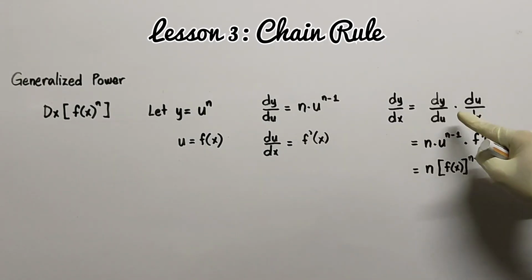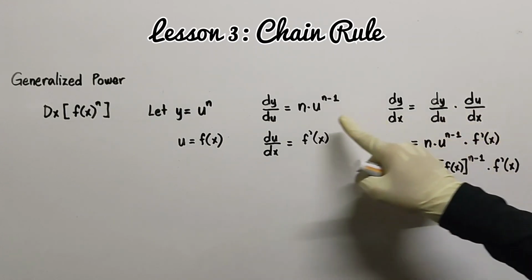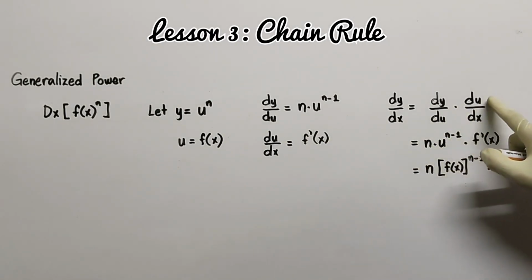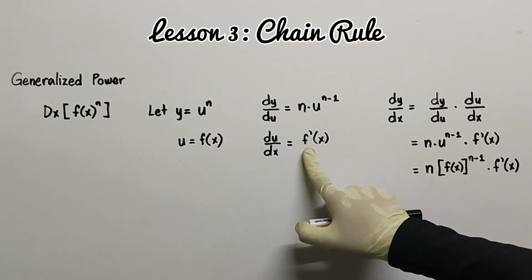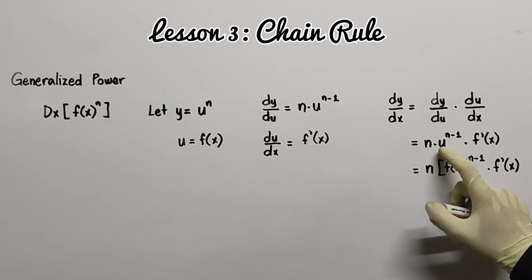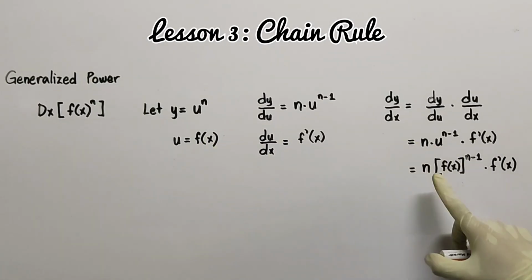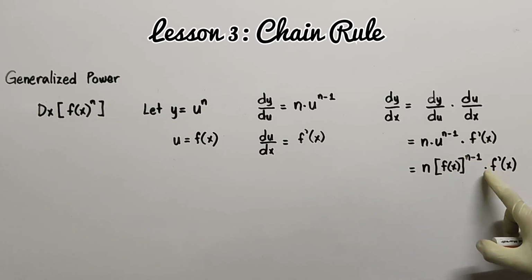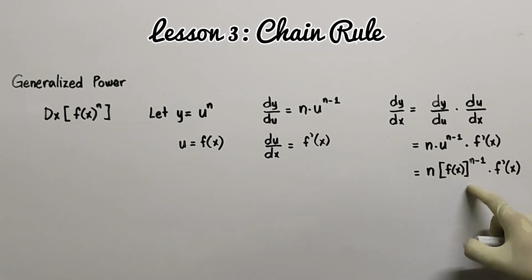By using the formula of the chain rule, dy over du is this one, n times u power n minus 1. And du over dx is the derivative of the function f. We will now substitute u by f of x. That becomes n times the function f of x power n minus 1 times the derivative of the function f. This one is called the generalized power rule.